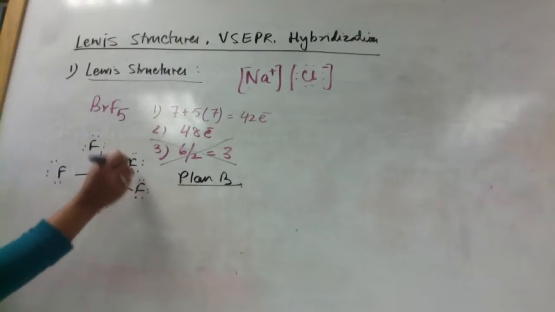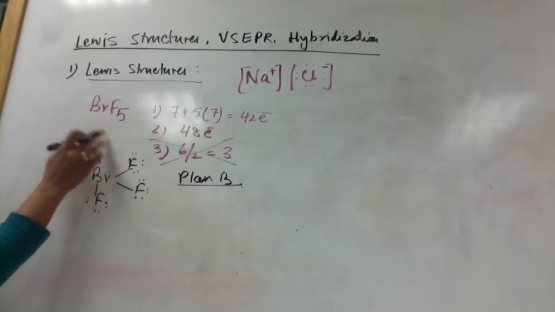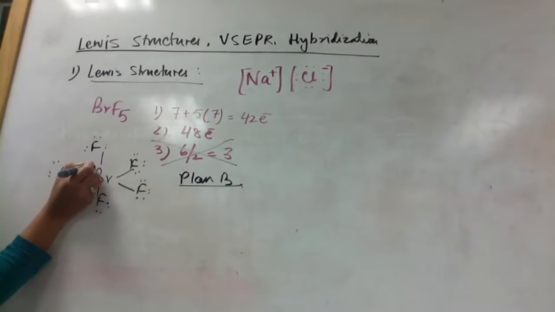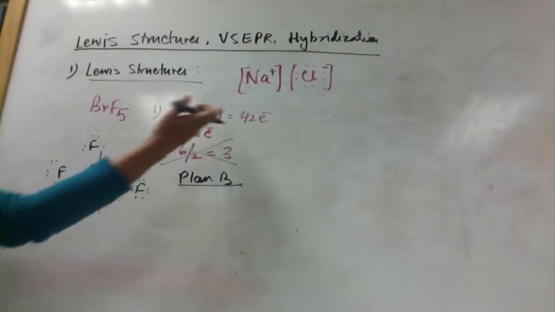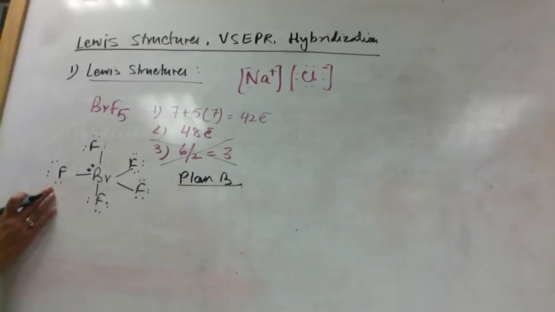And that gets us to 40, but we started with 42 electrons, right? 8 times 5 is 40 electrons. So you put the extra on the central atom as a lone pair. If there were 44 electrons, you'll put 2 lone pairs on the central atom. So here, this was plan B.